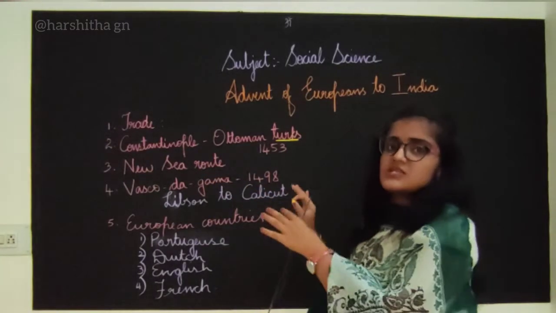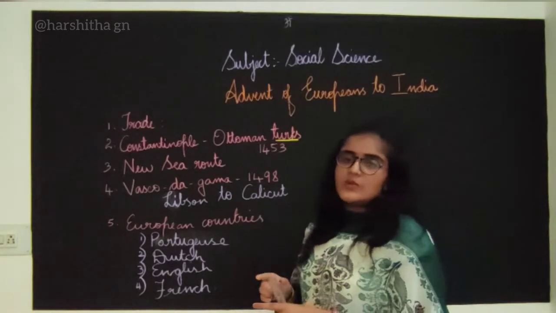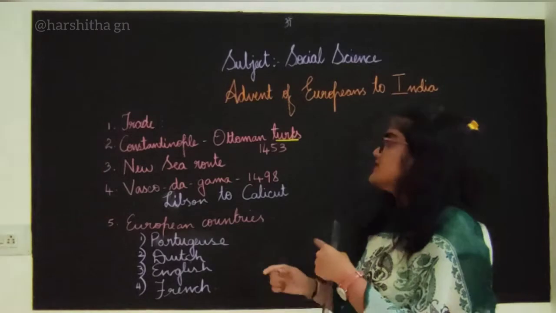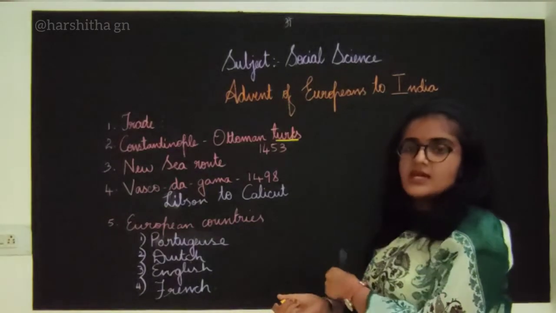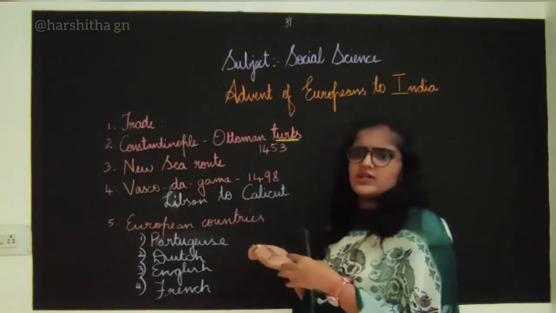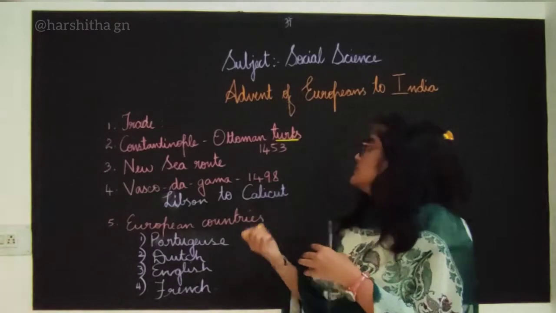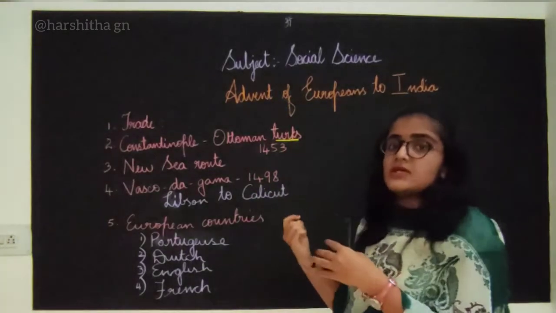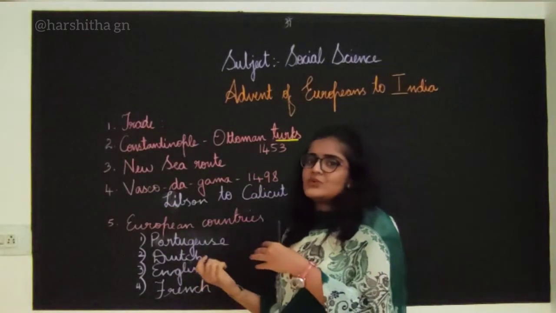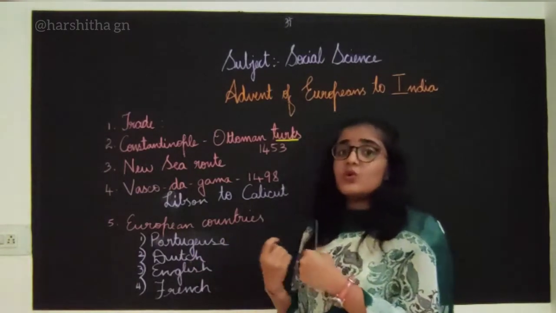Just concentrate on this, and this is very important. Constantinople was captured by Ottoman Turks in the year 1453. And when Constantinople was captured, the merchants could not pay more tax to the Turks. So they wanted to find a new sea route to India. Why did they want to find a sea route?